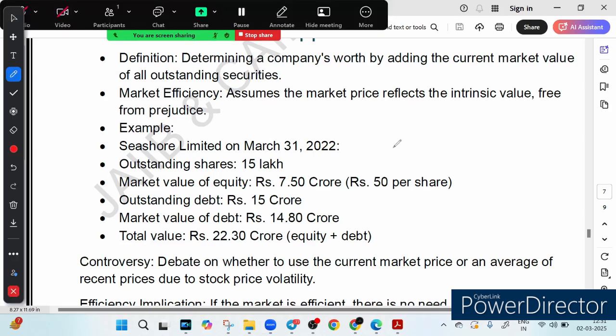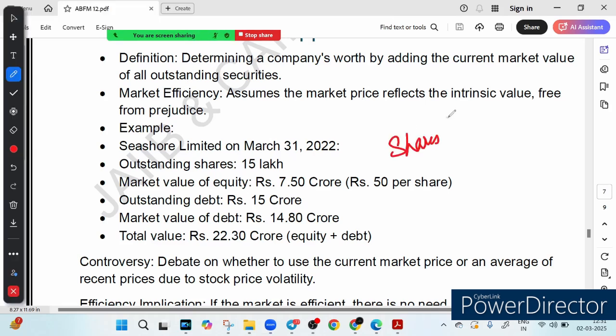So what will investors own? Obviously shares they will own. They will give some debt, right? So you add all of them. This will give you the investor value, right? This will give you the total value, right? How much the company is worth today. So step one is finding the market value of equity, right? So what you do, you find the market value of equity.